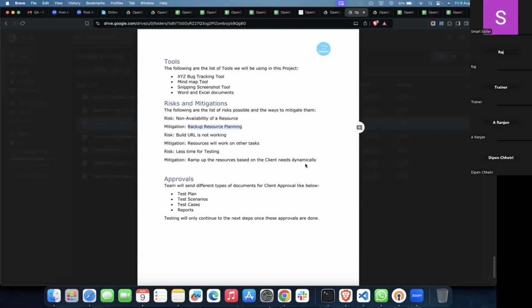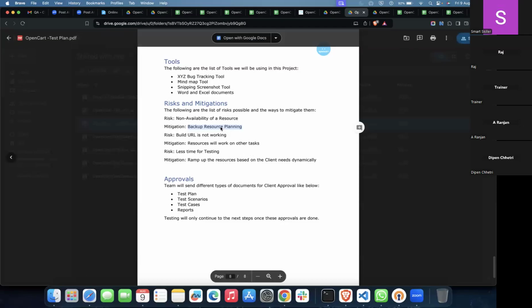Now, any doubts up until now regarding anything that I've explained? I have a question regarding the mitigation. Sure, go ahead, Deepan. It's like backup resources planning. Is that for the employee management or for the data backup resources?